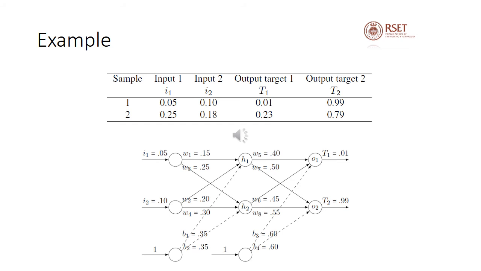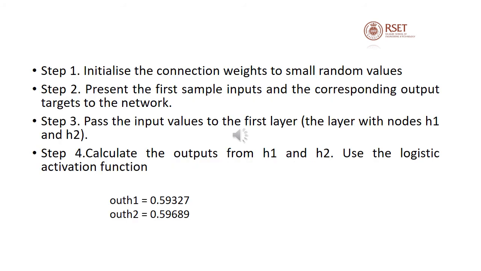So let's see one example of how we can apply the backpropagation algorithm. Here you can see two inputs, output target 1 and output target 2, and we have two samples, 1 and 2. The first step is to initialize the connection weights to small random values. The second step, present the first sample inputs and the corresponding output targets to the network. Third step, pass the input values to the first layer. And the fourth step is to calculate the outputs from H1 and H2 using a logistic activation function.